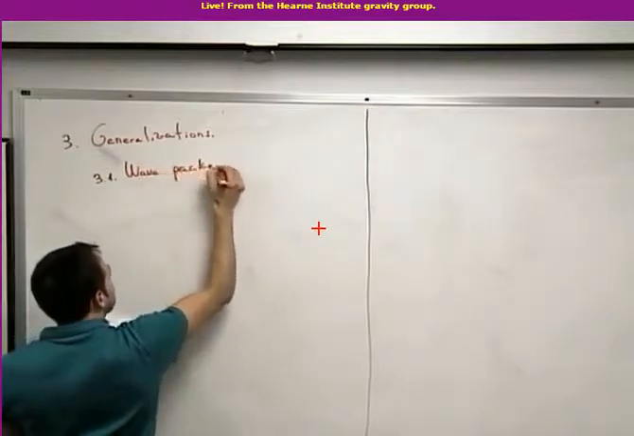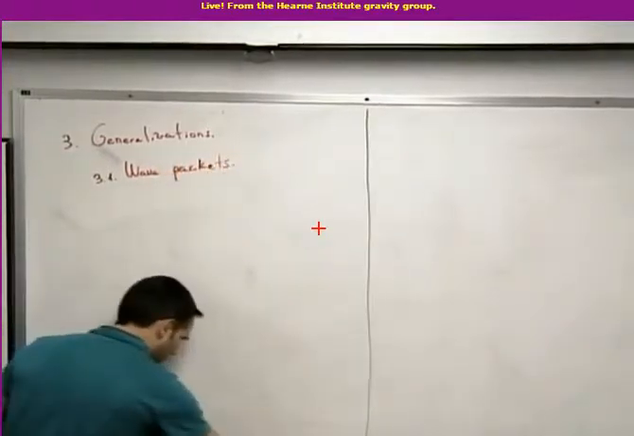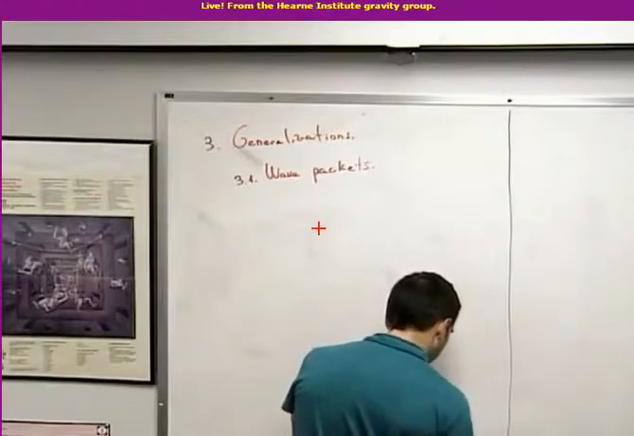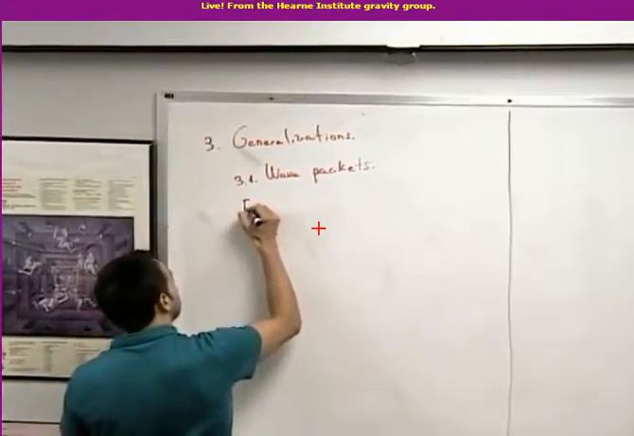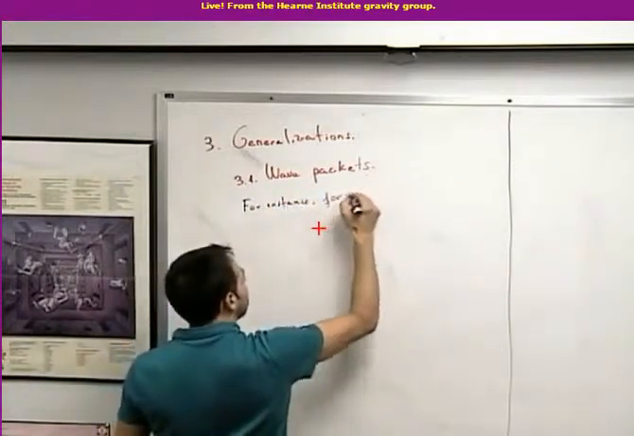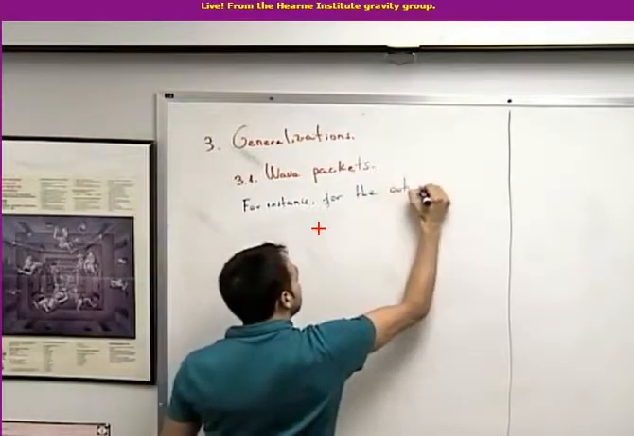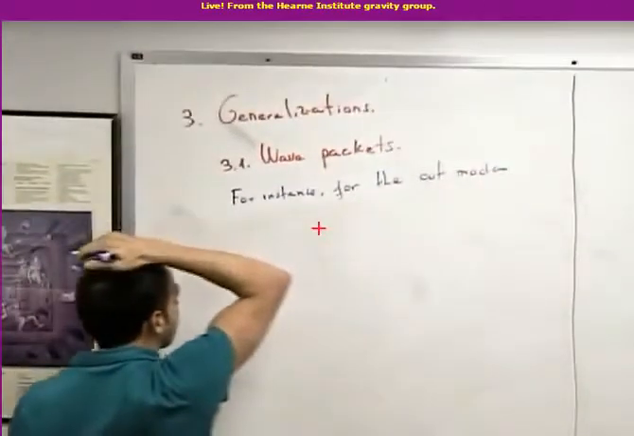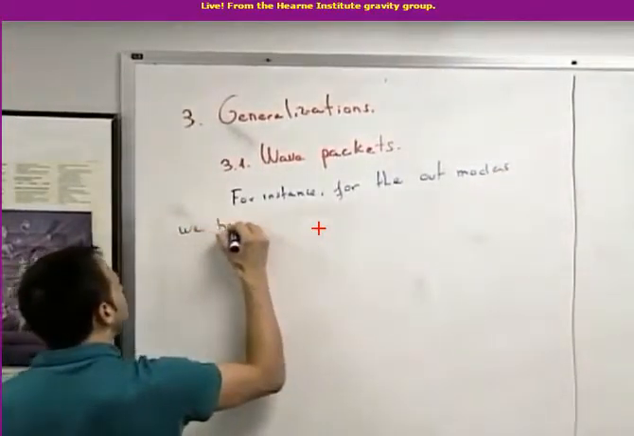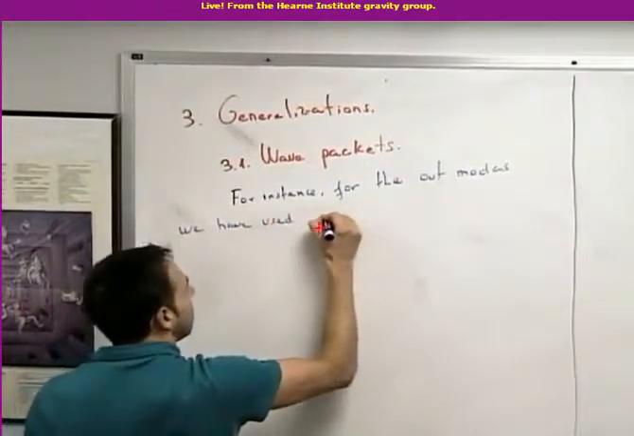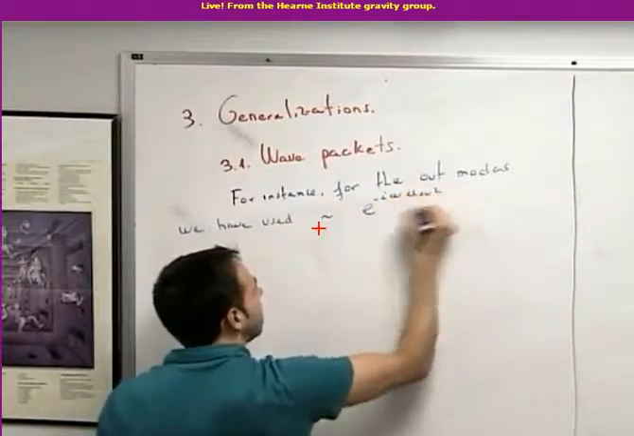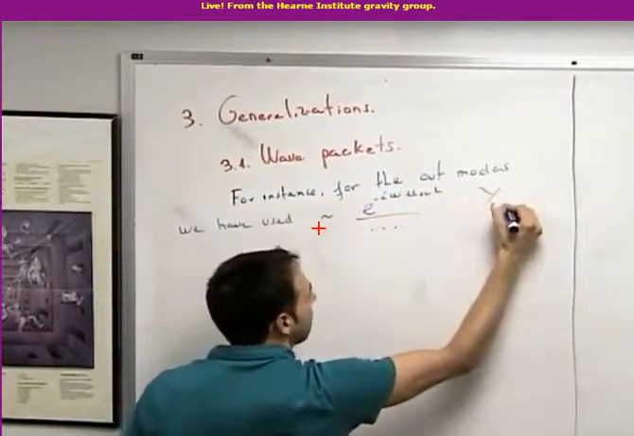We have already discussed this. You know what the problem is? The problem is that, for instance, let's focus on out modes. For out modes, we have used a basis that behaves as e to the i omega u out, divided by all the factors, and the spherical harmonic, etc.